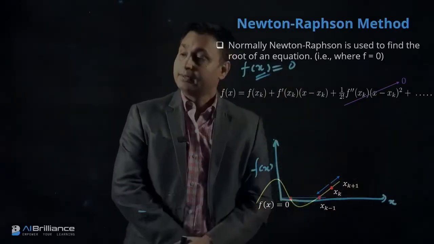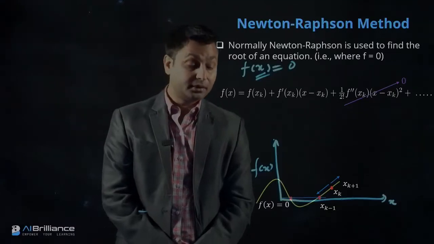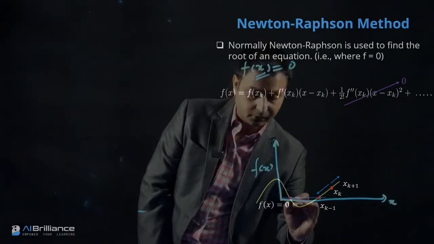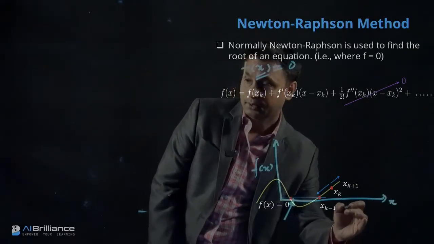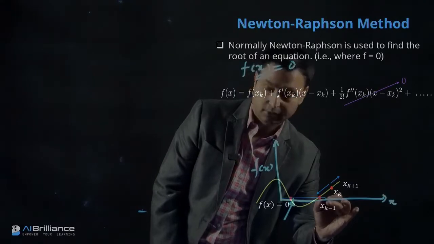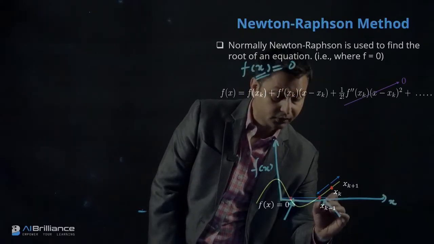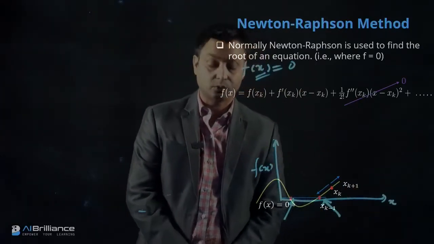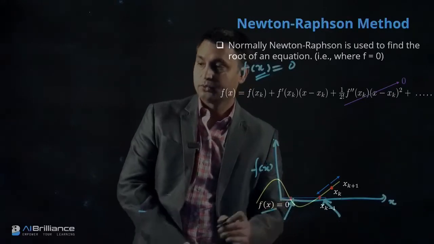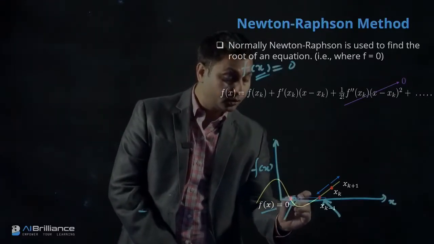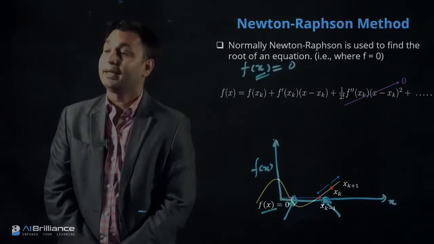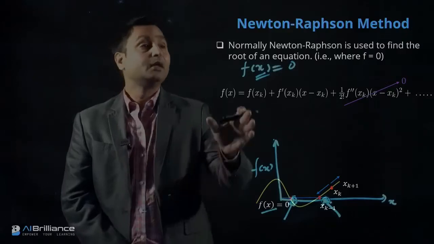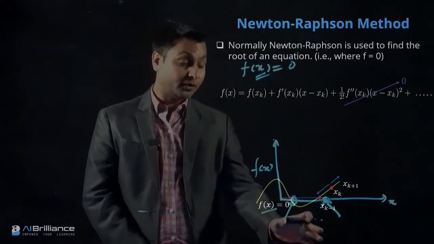In the diagram, if this is the function, then we are interested in locating this point, and this point right here. This is where the function f(x) is touching the x-axis, or in other words, where f(x) is equal to 0. So we are essentially interested in locating these two points, and that falls under root finding. The Newton-Raphson method is basically used for finding the roots.